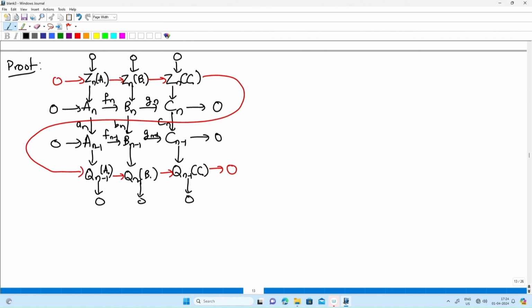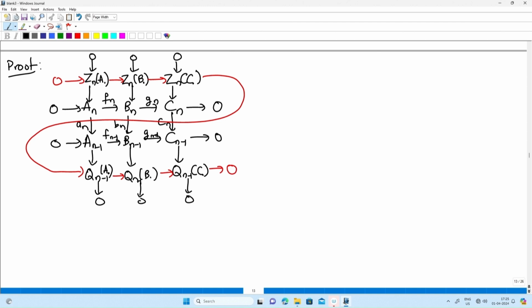But this is not the end of the story. We have to continue using this part. The trick is that you break this 8-term exact sequence into two parts. Ignore the delta map. You just get Qn minus 1, Qn minus 1, and then you get Zn, Zn, Zn. And you have to adjust the indices in such a way.